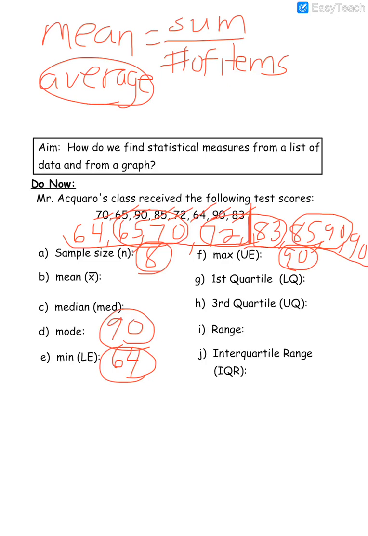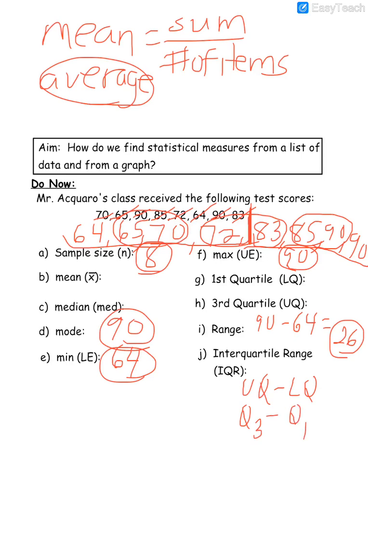Okay. So range is highest minus lowest. So 90 minus 64. Your calculator won't do that one for you. So you're going to get 26. I think I did that right. Interquartile range is my upper quartile minus my lower quartile. Sometimes they call that Q3 minus Q1 for the third quartile and the first quartile.